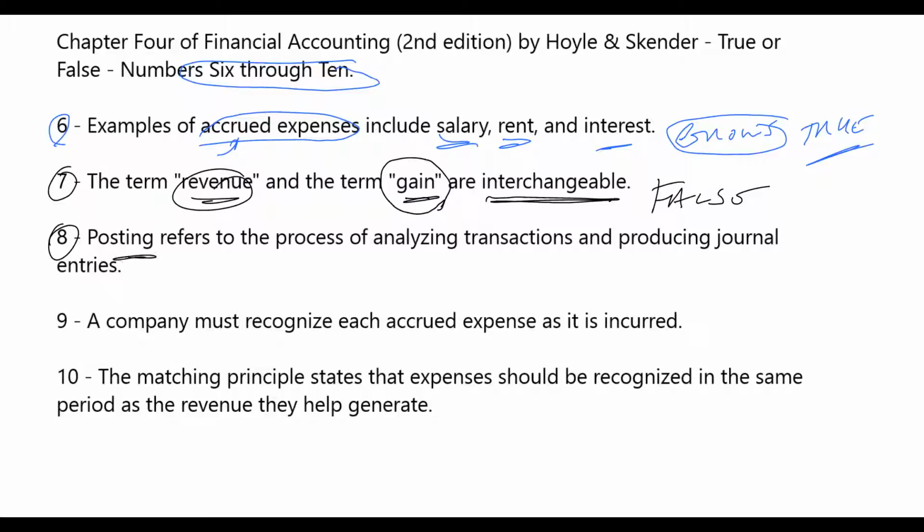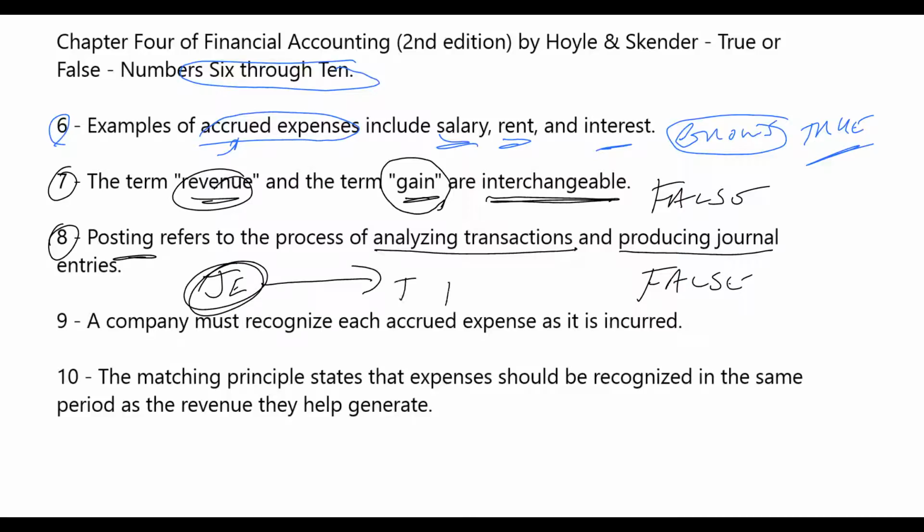Number 8. Posting refers to the process of analyzing transactions and producing journal entries. That is false. Posting means that you take the impact of a journal entry and you put that impact into the proper T accounts. Those T accounts are in the ledger. That process right there, where you take the journal entry and you put its impact into a T account, that's the term posting. That statement is false in that case.